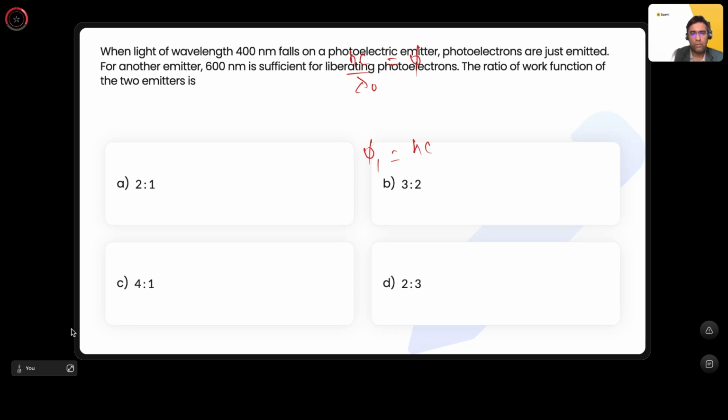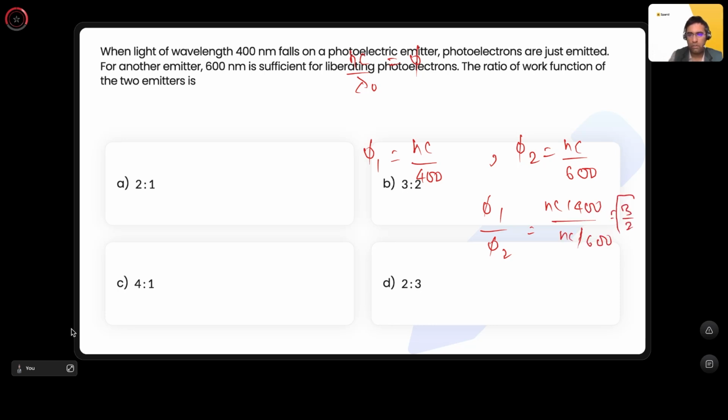So phi 1 I can write as Hc upon 400, and 600 nanometer is sufficient for liberating photoelectrons for another emitter. So phi 2 will be equal to Hc upon 600. Now I have to find the ratio of work functions. So it will become Hc upon 400 upon Hc upon 600. So it will become 3 by 2. All right.